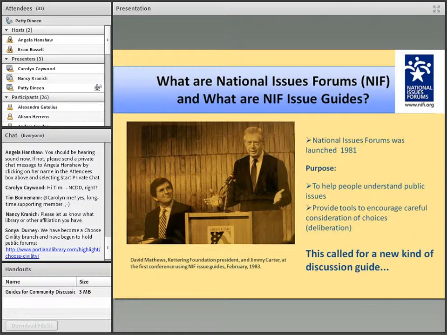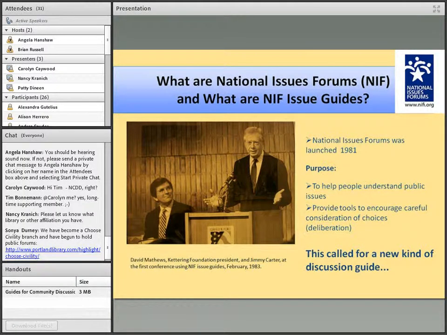So one of the lines they were pursuing was the idea that if you had the right kind of materials, the right kind of setting, the right kind of trained moderator, that you could help people tackle issues in a more productive and civil way. So they felt that this called for a different kind of discussion guide or material than was presently available. So they set out to start producing these kinds of guides.